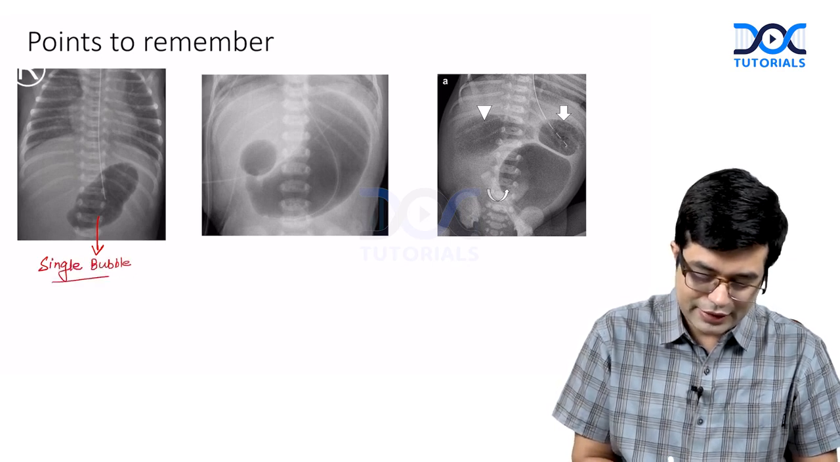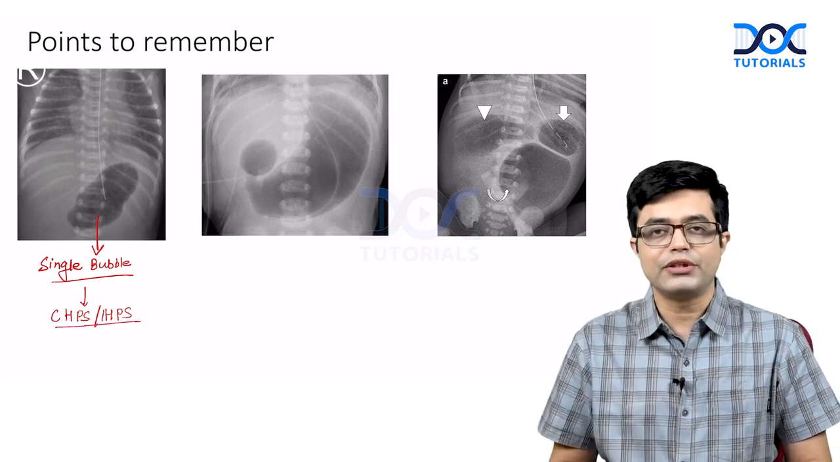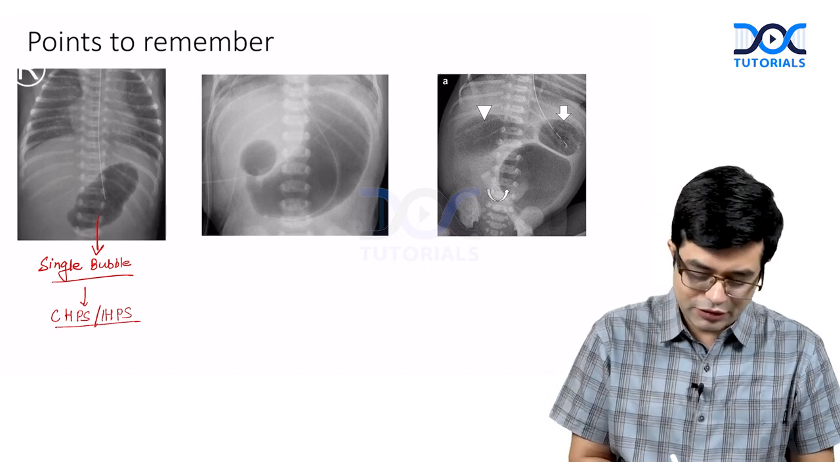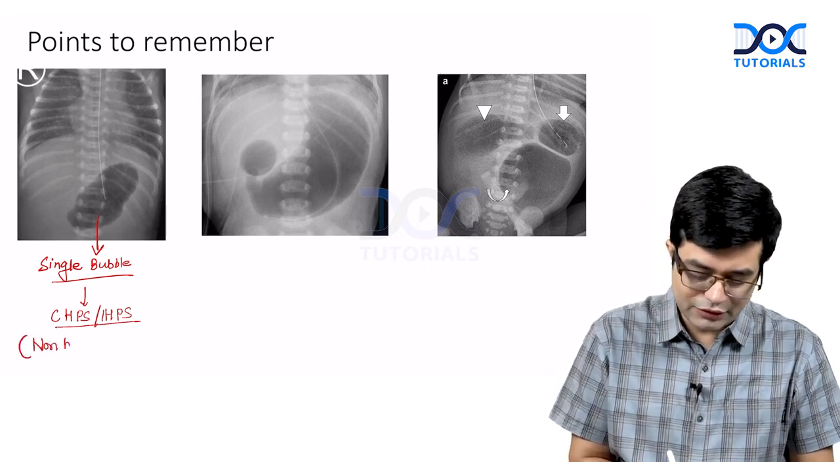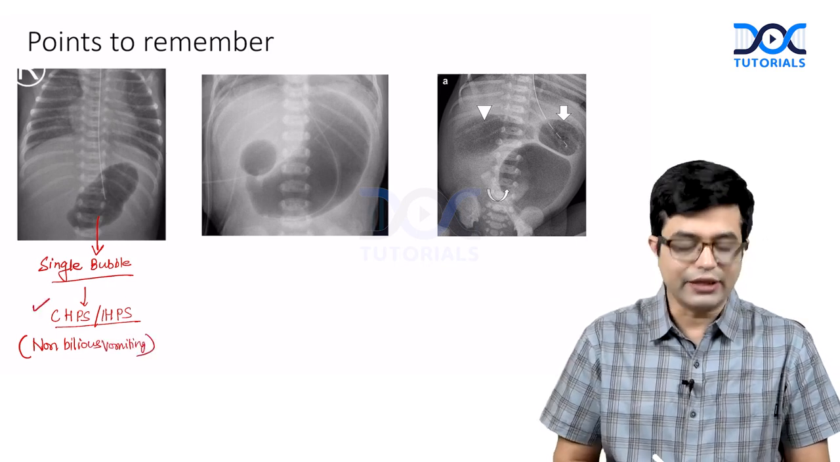Single bubble appearance is typically seen in patients with CHPS, also called IHPS. CHPS is congenital hypertrophic pyloric stenosis, also called idiopathic hypertrophic pyloric stenosis. These patients will always have non-bilious vomiting. So the MCQ will say non-bilious vomiting and a single bubble appearance will be shown. That will be the likely answer.